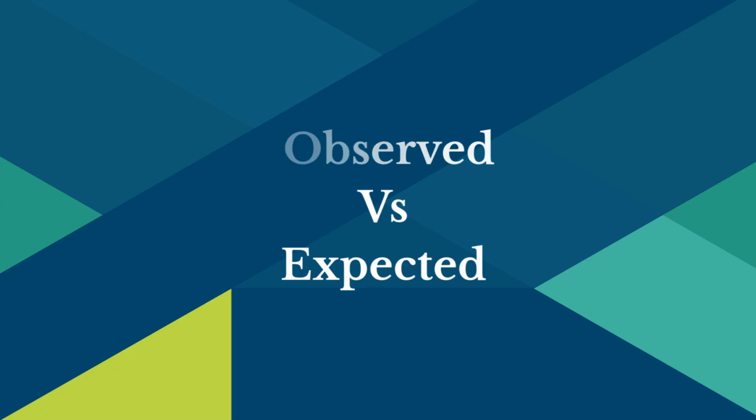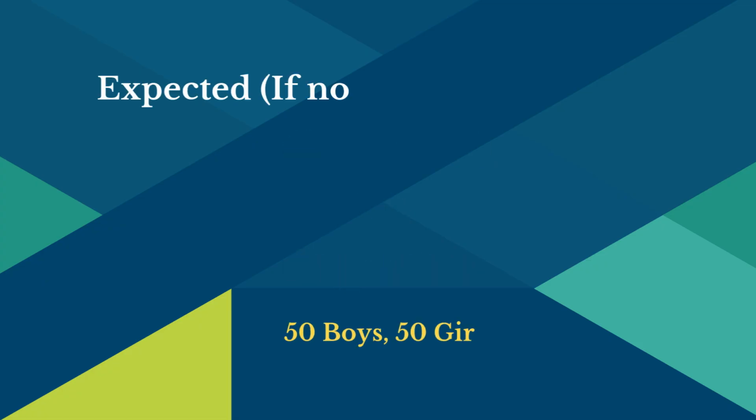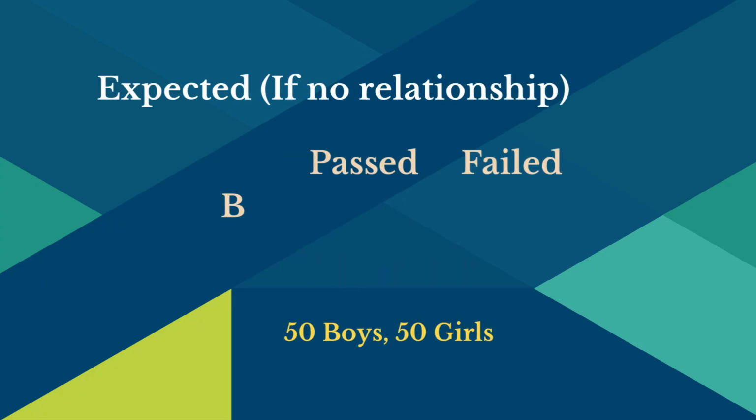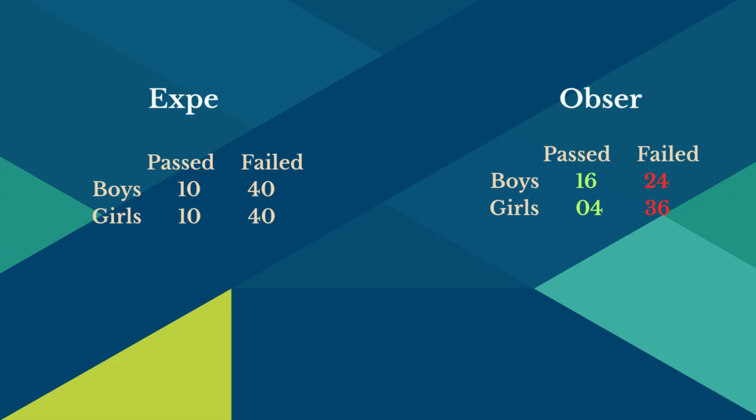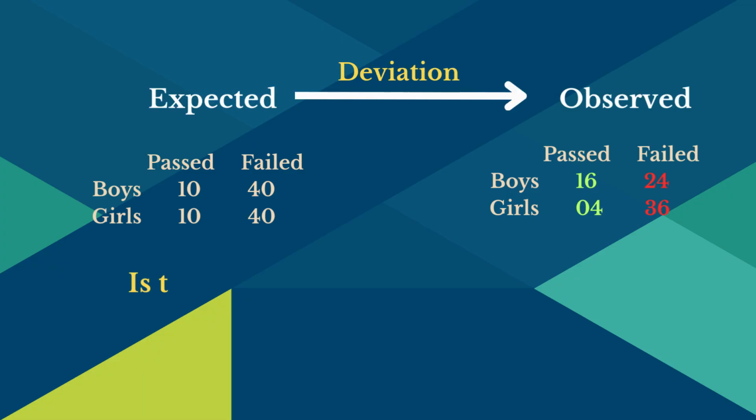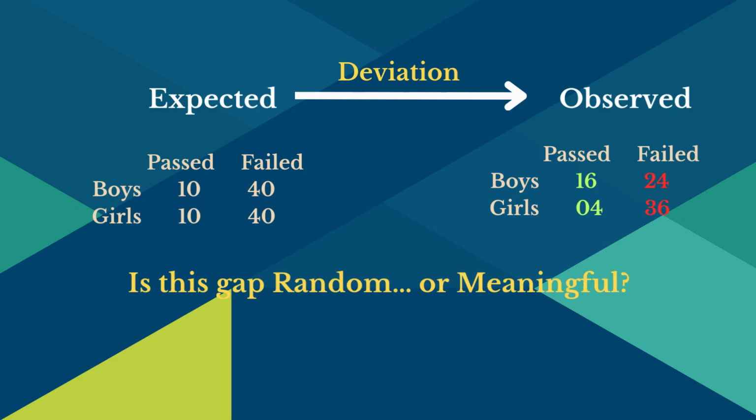Let's build intuition. Imagine a classroom of 100 students, 50 boys, 50 girls. Suppose 20 students passed an exam. If gender has no effect, we would expect 10 boys to pass and 10 girls to pass. That's the expected count under independence. But what if we observe 16 boys passed and 4 girls passed? Now the question becomes, is this deviation small enough to be random or large enough to suggest a real relationship? This is the heart of the chi-square test.